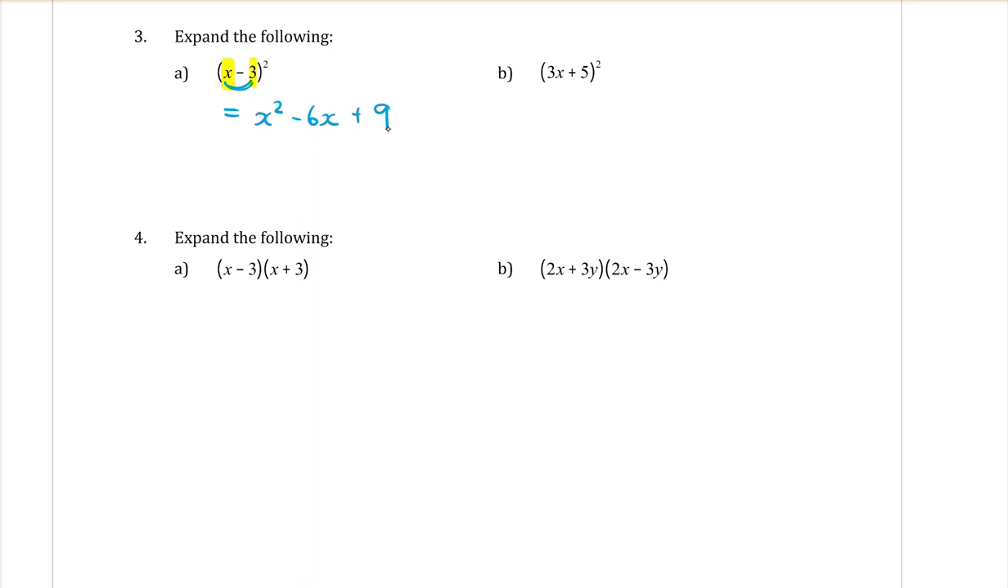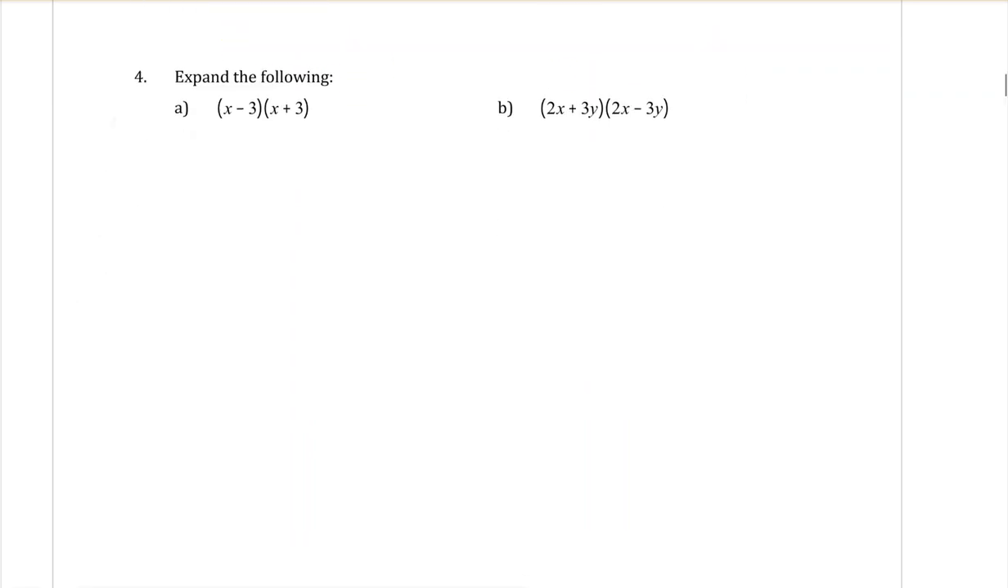Short method for the second one. We're going to do 3x times 3x. 3 times 3 makes 9. x times x is x squared. Then we're going to times the two terms together. 3x times 5, which is 15x, and double it, makes 30x. And then finally, 5 times 5 for the last one is a positive 25. Any problems? Okay, cool. Let's keep going. Too easy. Question 4 then.